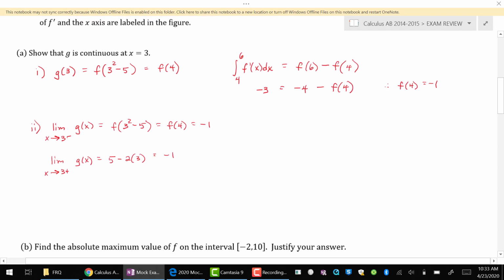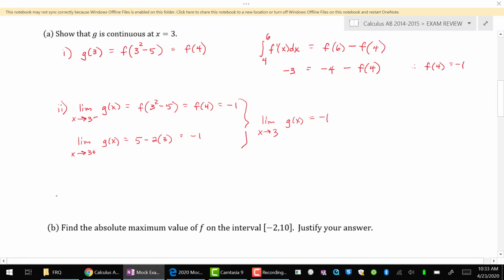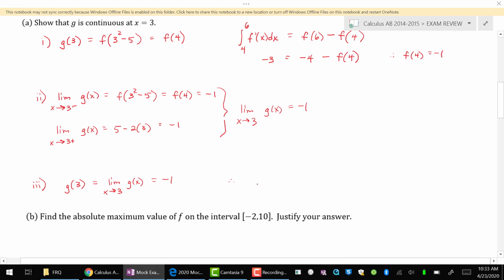And because those two limits match, the left and the right sided limits match, then I can make this claim, and this should be written down on your FRQ as part of your proof. The limit as x approaches 3 overall of function g is therefore equal to negative 1. And the third criteria for continuity is just to state that the limit and the function value both are the same. So g of 3 and the limit as x approaches 3 of function g both are equal to that value, in this case of negative 1, and therefore I can claim that g is continuous at x equals 3.